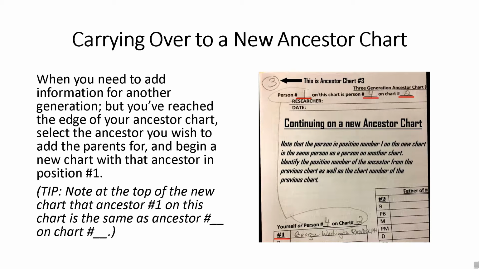Carrying over to a new ancestor chart. When you need to add information for another generation, but you've reached the edge of your ancestor chart, select the ancestor you wish to add the parents for, and begin a new chart with that ancestor in position number 1. And here's a tip. Note at the top of the new chart that ancestor number 1 on this chart is the same as ancestor number, whatever number, on chart number, whatever chart.